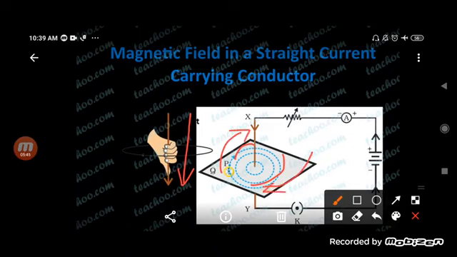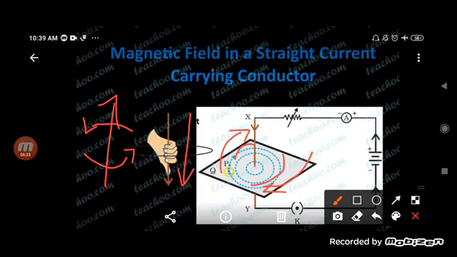What will happen if the current starts moving in the upward direction? Will you see any change in the magnetic field lines also? Yes. If the current is moving in the upward direction, then instead of clockwise, it will start moving from this side, like this. So as you change the direction of the current, the direction of the magnetic field lines around the conductor also changes.